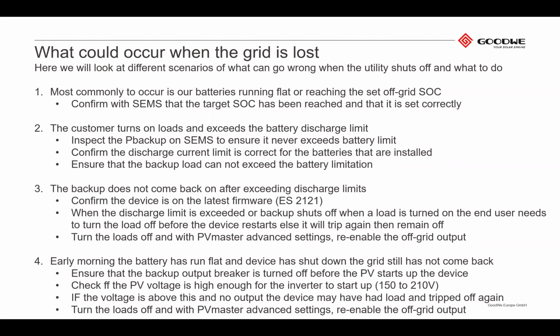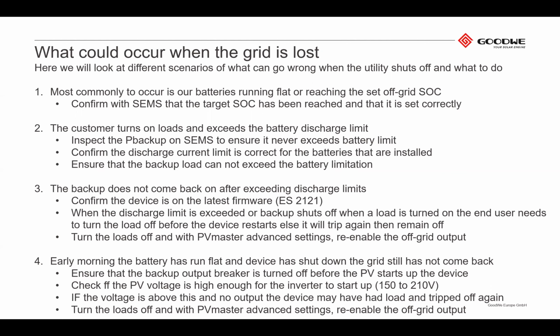Because the problem is that when the PV starts up, the inverter will start up and give output. And normally early in the morning, there is 50 to 100 watts from our PV. And should our loads exceed that, which they most definitely will, even if a few lights are on, then the inverter will trip off again. And when it trips off, as I said, that serious error of shutting down on startup, then it will remain off. Then the customer will have to go and re-enable the off-grid output.